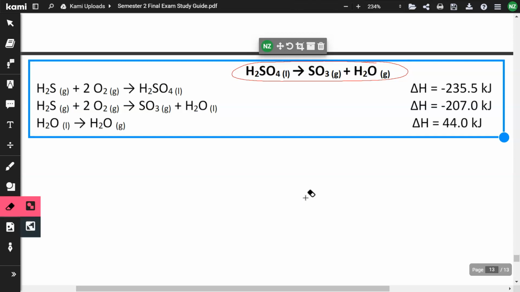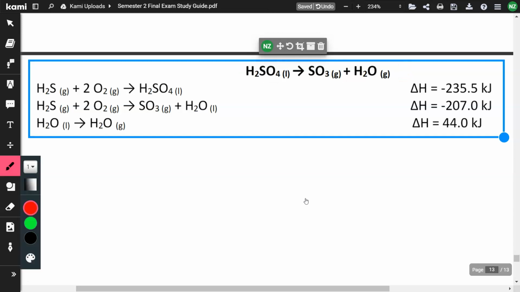So when I'm working these types of problems, I always go with the original equation and I find out where all the pieces are. So for example, we've got H2SO4. It's on the left side. It's in the first equation, but it's on the wrong side. So I need to flip this. And in doing that, I'm going to flip the sign of my delta H.